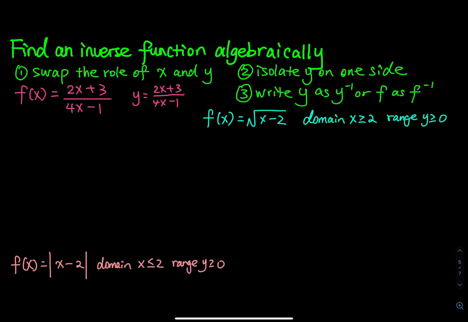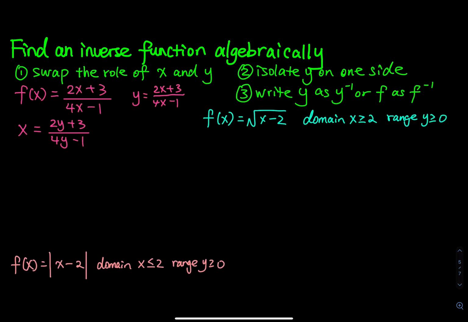So I only change f of x to y, right? So you swap the roles of x and y. So the y becomes x and the other x becomes a y. So x equals (2y + 3) divided by (4y - 1). And then you have to do algebra to isolate y on one side.